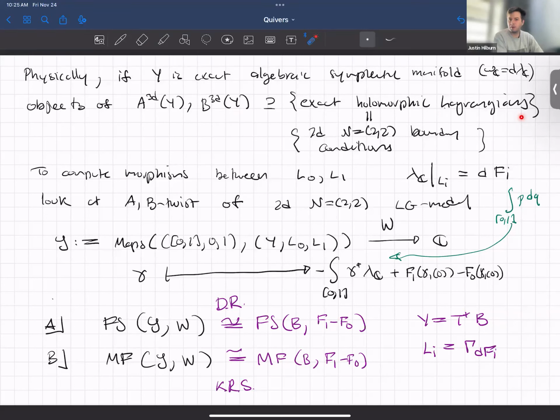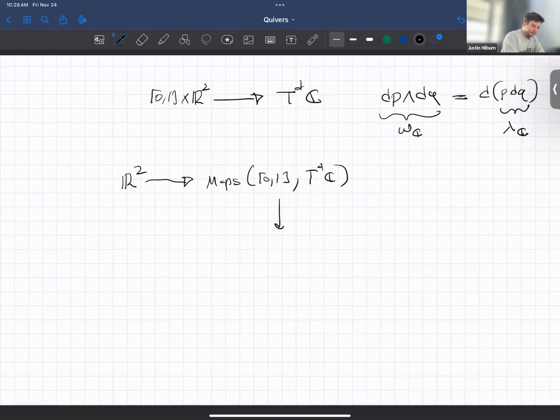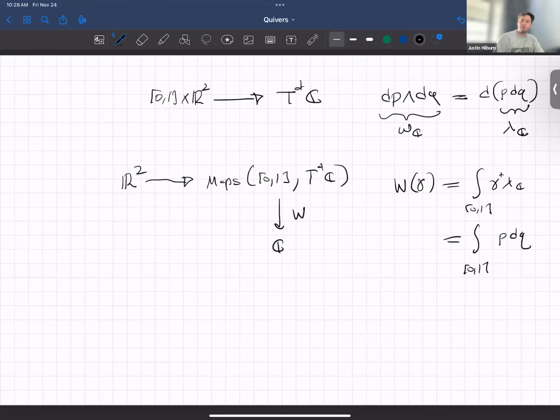Sorry, this is the value on a given path. So I want to define some function such that on a given path, I pull back this Liouville 1-form and then integrate it. That thing ends up being just P dq.